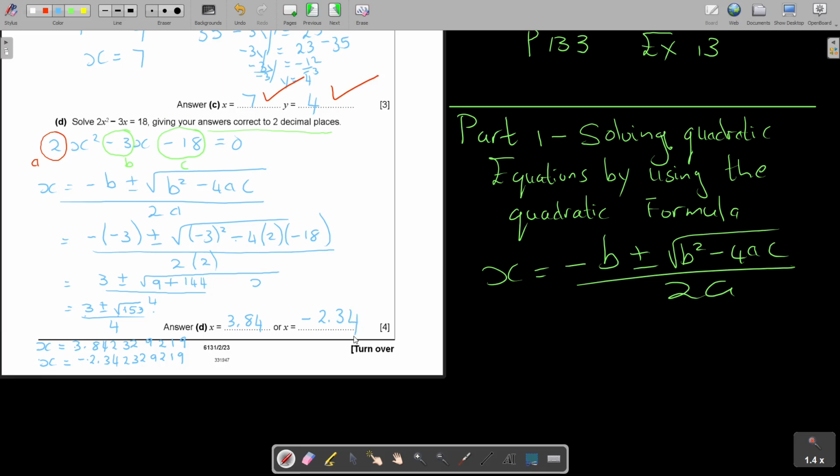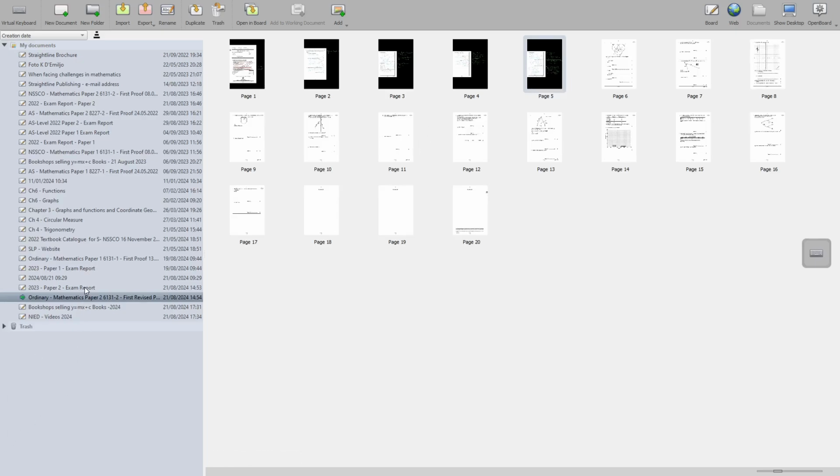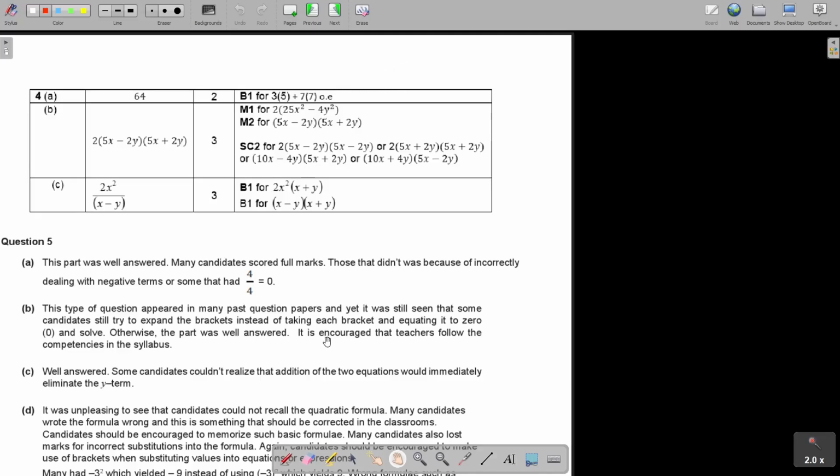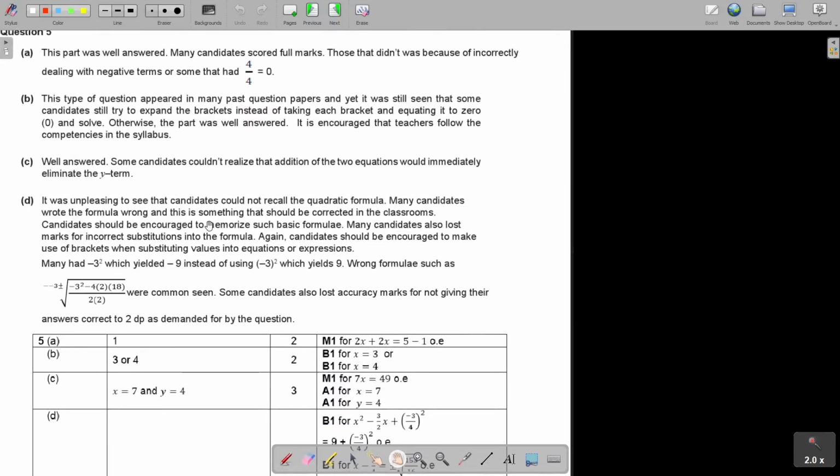Now, according to me, they will definitely give marks for the substitution. I think they will give for this, or we can just check, and then for every answer. Let's go to the report, because that's the nice thing about the report. It's telling you everything, where they give you the marks, everything. Okay, so it was unpleasing to see that candidates could not recall the quadratic formula. Many candidates wrote the formula wrong, and this is something that should be corrected in the classroom.